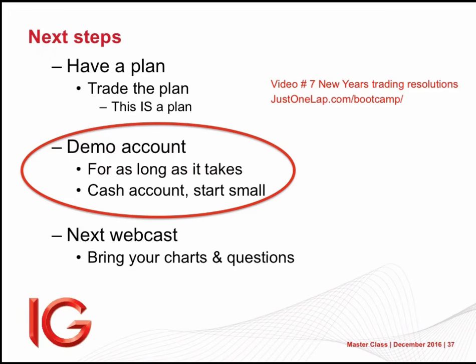As always, have a plan. This is a plan. If you go to justonelap.com, there are plenty of plans. Have a plan. A bad plan is better than no plan. Most people have no plan. Those guys at JP Morgan, they definitely have a plan. The guys at the Italian banks, I think they lost the plan.